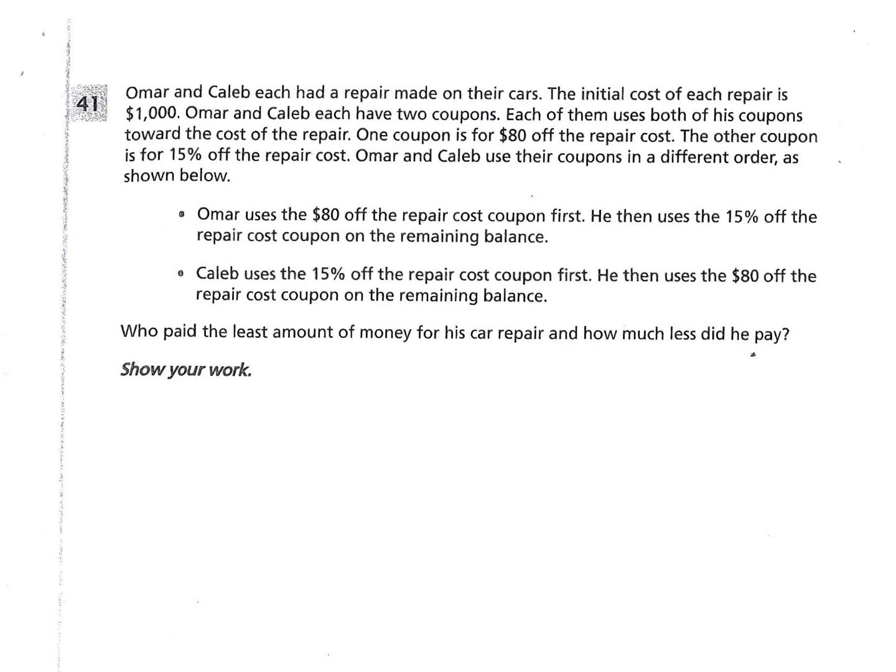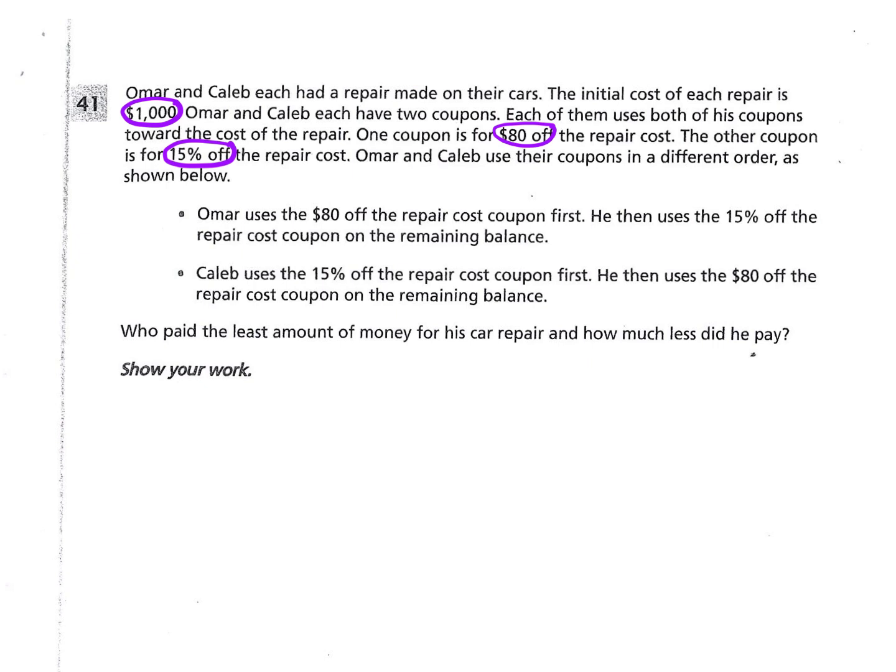Number 41, Omar and Caleb each had a repair made on their cars. The initial cost of each repair is $1,000. Omar and Caleb have 2 coupons. Each of them used both of his coupons towards the cost of the repair. One is for $80 off the cost, and the other is for 15% off the cost.